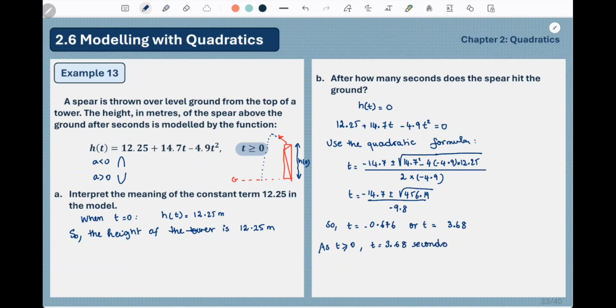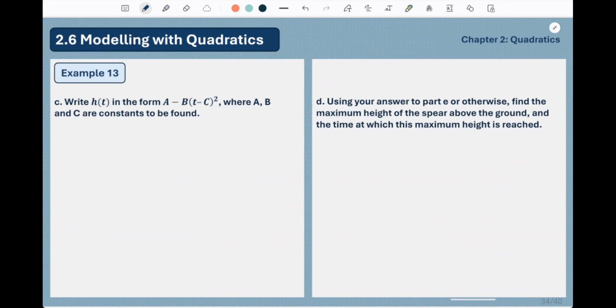So the spear hits the ground after 3.68 seconds. Okay, so now we're done with question B. Let's move on to part C.